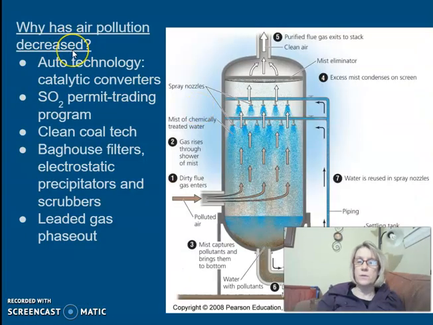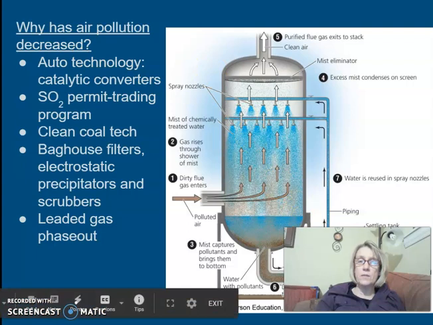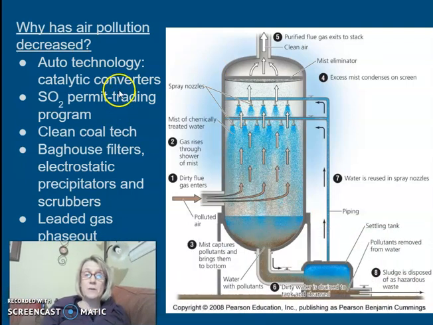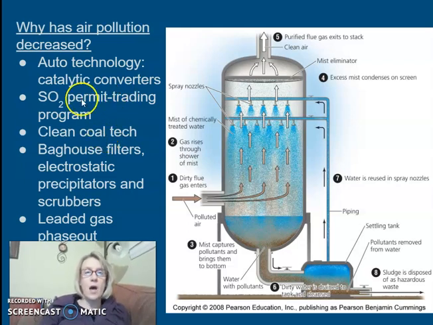Why? Here's another graph that shows the same thing. So why has air pollution decreased? Well, remember, we talked about some of these technologies. So we have catalytic converters on our cars. And notice you have to take your car in to get the emissions tested. That's what they're testing, that your catalytic converter is operating correctly.